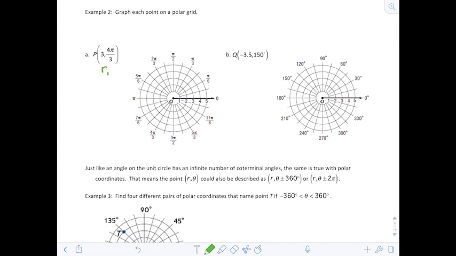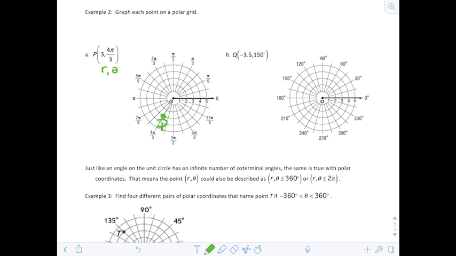So this is r, theta. The first thing I'm going to do is rotate to 4 pi over 3, which is over here. Go all the way down into what would be like the third quadrant. So I'm going to be over here. And then I'm going to go out 3 units. 1, 2, 3. And there's point P. If we were to overlay the XY coordinate system on top of this, point P would be considered to be in the third quadrant.